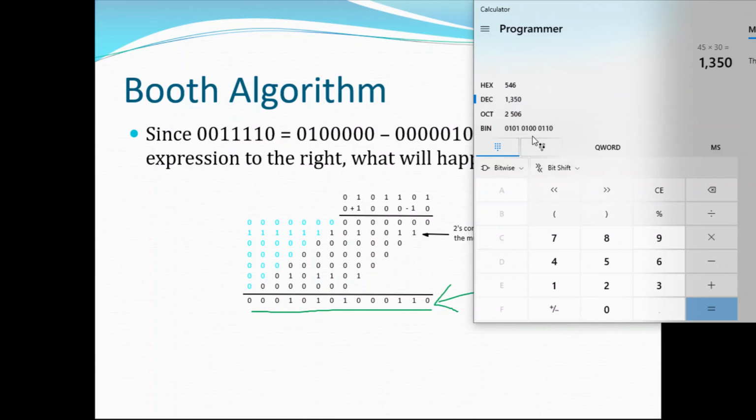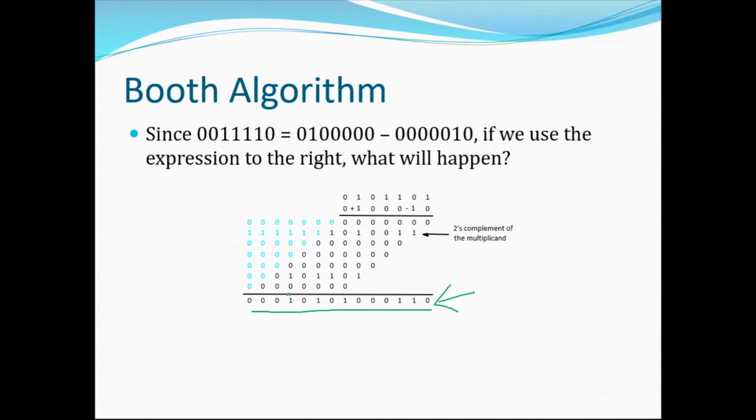Yes, this is the result. The result is not in 2's complement, this is the normal result. Previously I said it is in 2's complement, but actually Booth's algorithm does not give the result in 2's complement form, it gives the exact result. You need not change anything. This is equal to 1350. So this is how Booth's algorithm works.